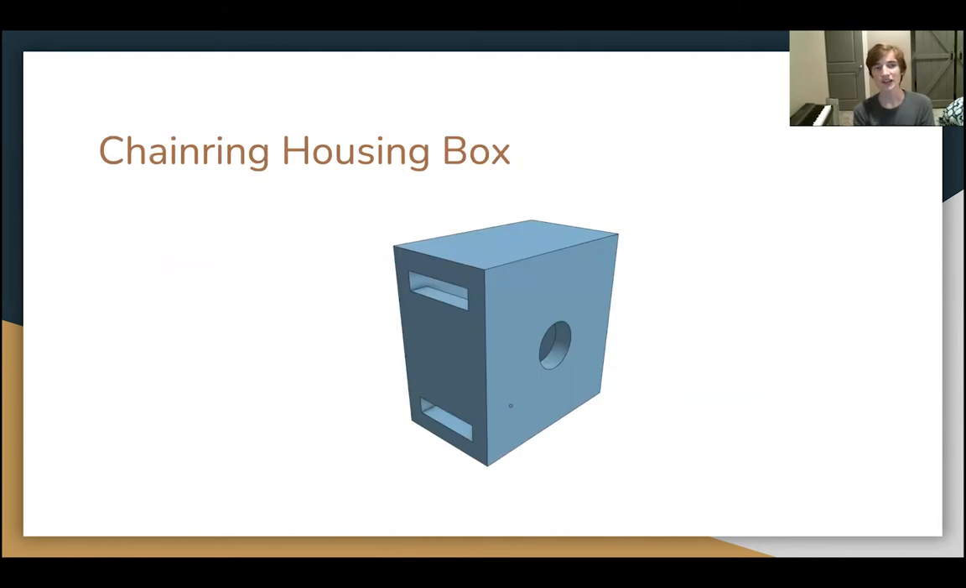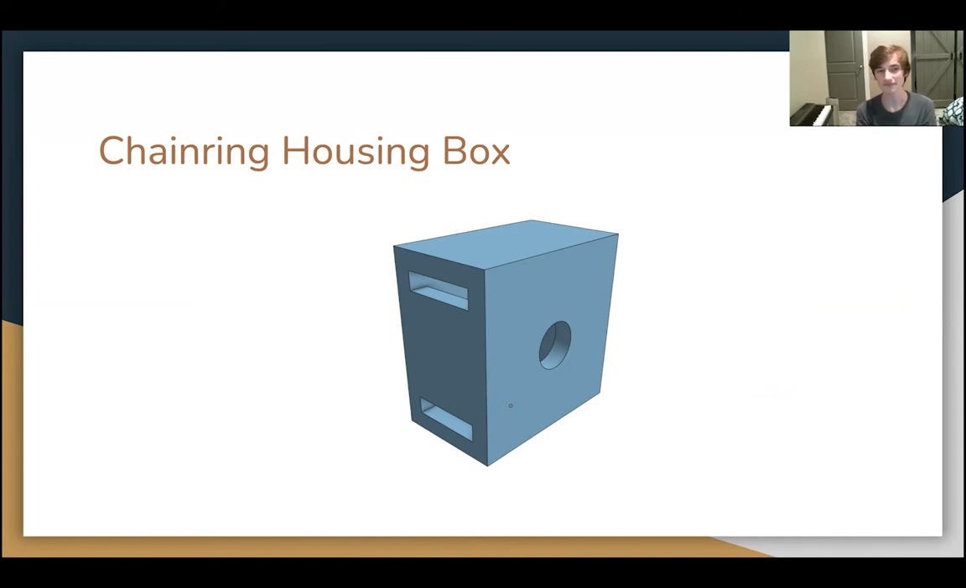Third, we want to make a chain ring housing box. Right now, the chain ring is exposed to all the elements, and the grass could get caught in the chain and get tangled. And we don't want that to happen. So we're thinking about designing a housing box to put around the chain ring so that there would be 2 slits for the chain to go in and out of, and then a mounting point for you to take on and off the box.